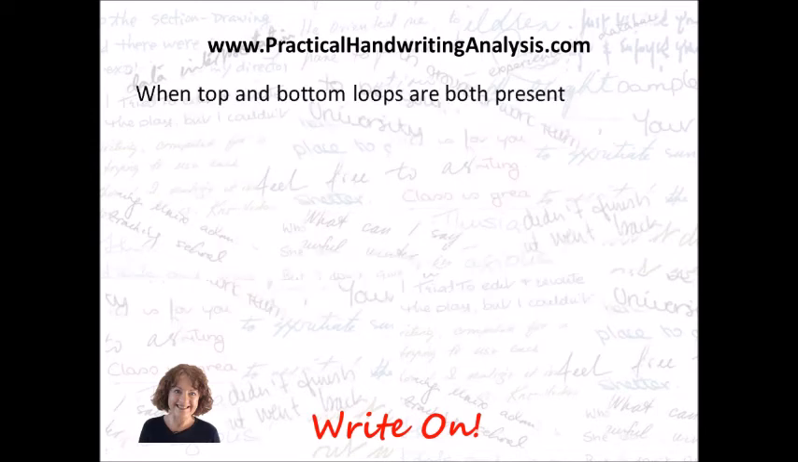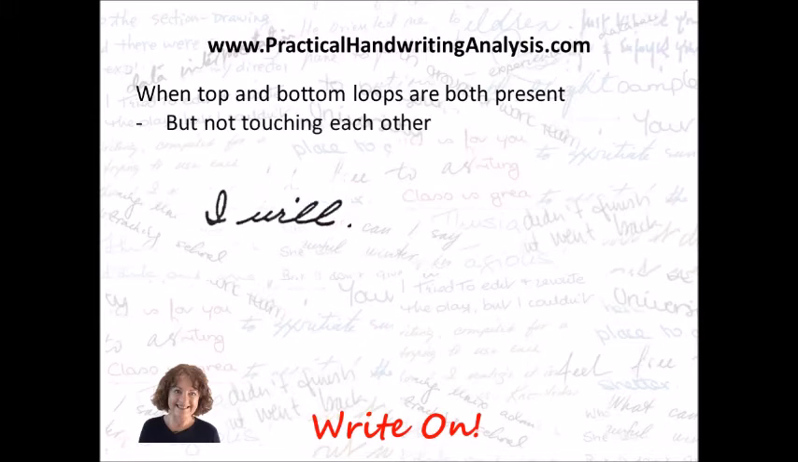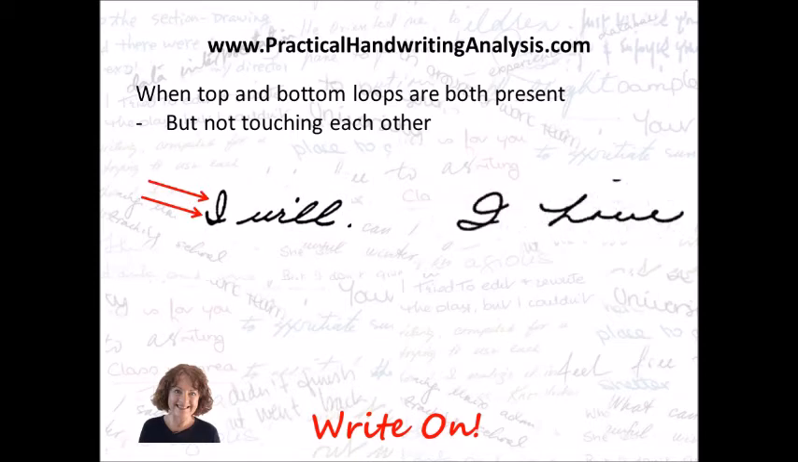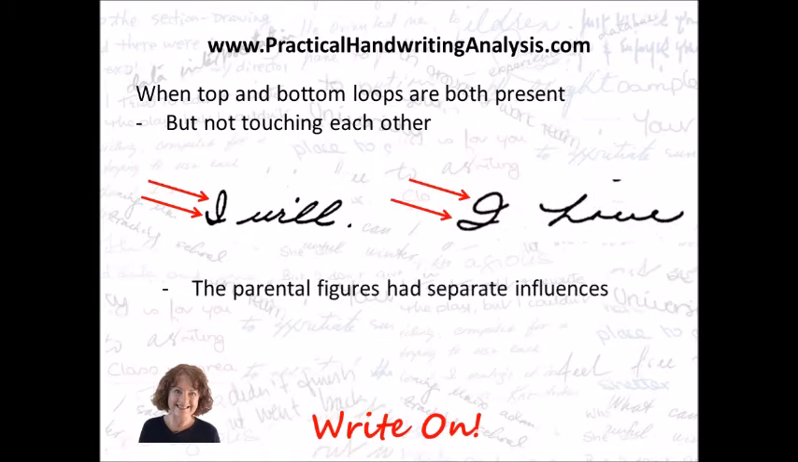When the top and bottom loops are both present, but not touching each other, as you'll see in that one there, and again more clearly in that one there, the parental figures had separate influences on the child. So they both had an influence, but they each had an individual separate influence on the child.